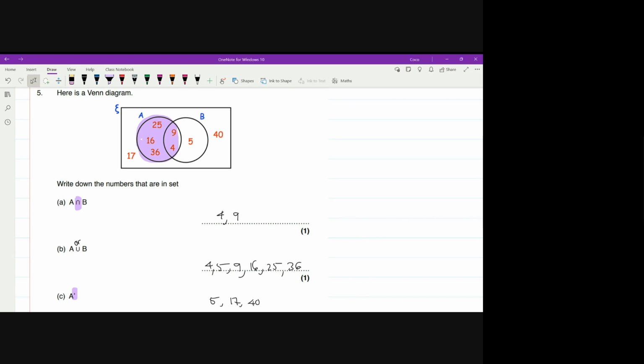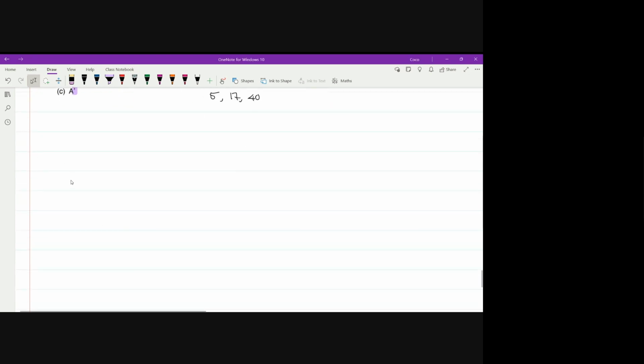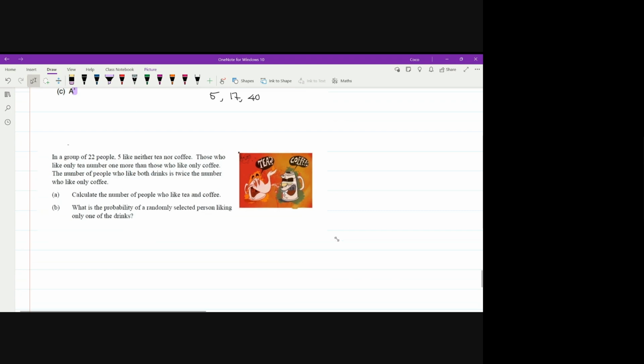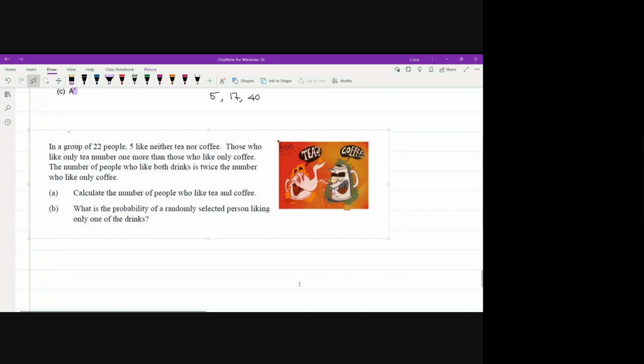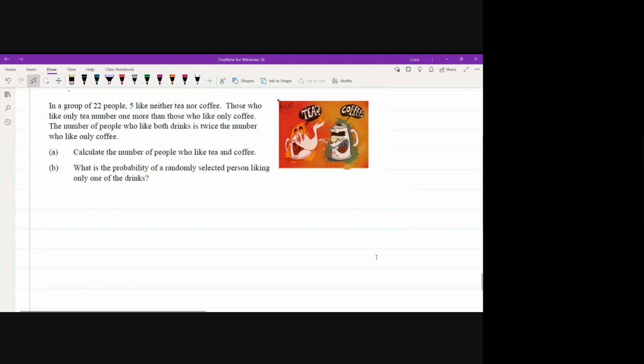Here we go. All right, let's read the question very carefully. We're going to create a Venn diagram off of this information. It says, in a group of 22 people, 5 like neither tea nor coffee.